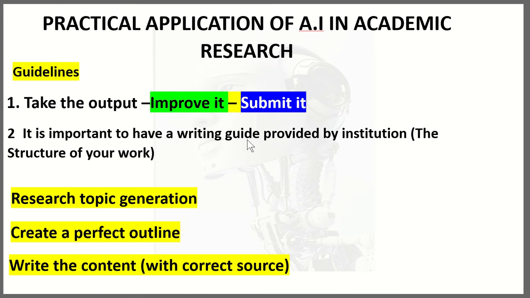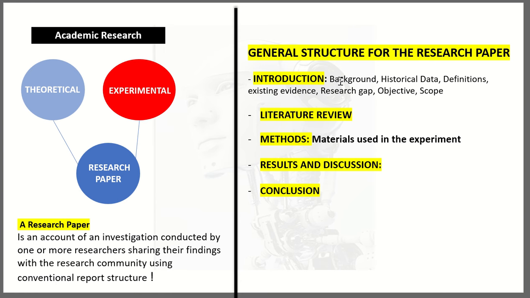Now, it's important that you have a writing guide provided by your institution, that is the structure of your work. Remember what we said here, okay? This is structure, so you have to have it. Your school will always give it to you, or you look for one. Look for another person's work that your school has approved and see how they did theirs. Okay, so this will help you to guide the model to avoid hallucination.